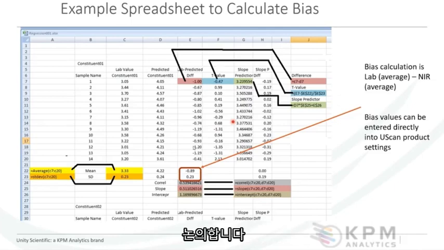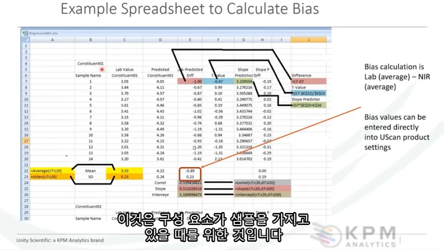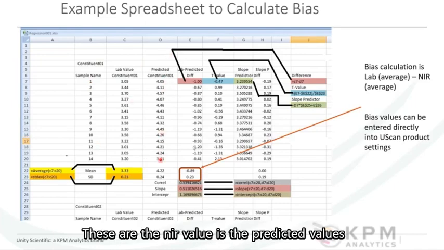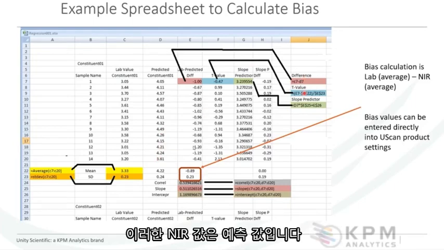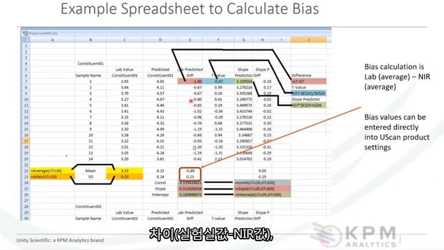I'm putting this example up as a way that you might work in Excel to evaluate your samples. So this is just for one constituent. You've got your sample name here. These are your lab values. These are the NIR values, the predicted values. And then we've highlighted the different formulas that you would use for each of these columns. The first two are the important ones: the difference, remember that we're doing lab minus NIR, and the t-value, which helps you identify prediction outliers.